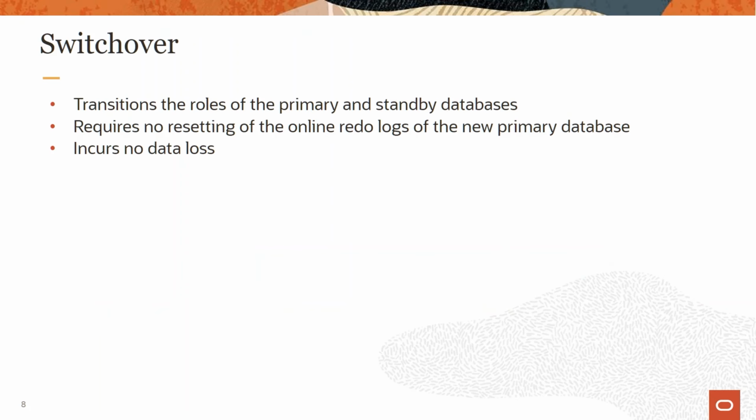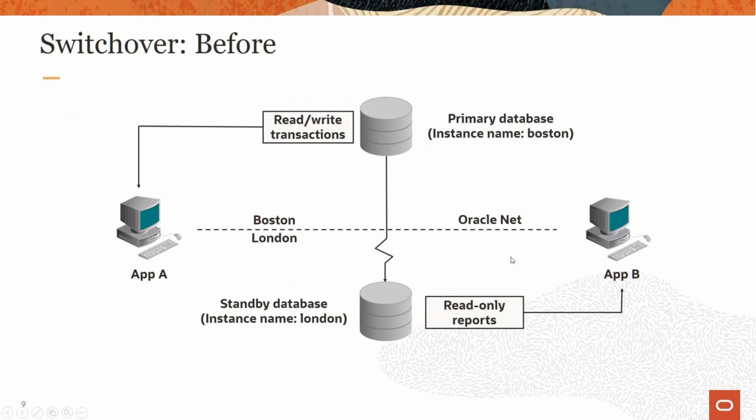Okay, so let's continue to switchover. Switchover is to change the database role, primary to standby, standby to primary. Switchover requires no resetting of online redos of a new primary database and no data loss during the switchover operation. So let's take a look at a diagram that gives you before switchover and after switchover.